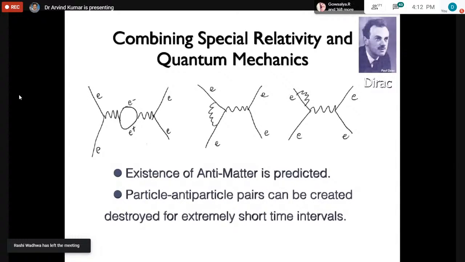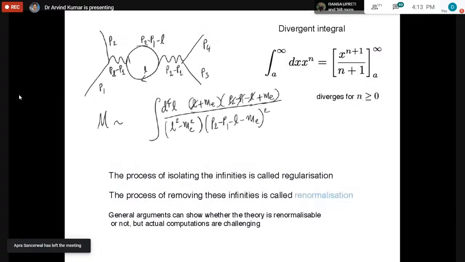Why? Because the moment you put in this particular thing, the cross-section will have, so let me put in this cross-section, and I write down the energy and momenta conservation and everything. You'll end up with the matrix element having some integrals of the form which I have given you here.